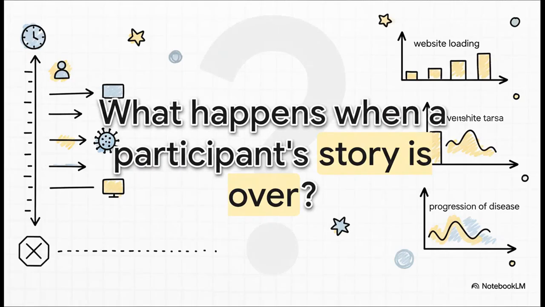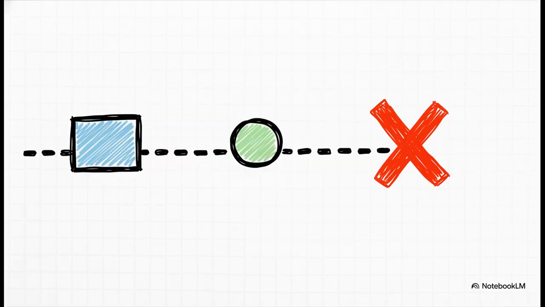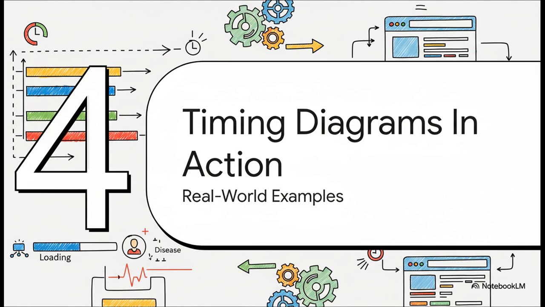So, we've got our characters, we know what they're doing, but what happens when one of them is done? When their part in the story is finished. How do you show that? It's actually beautifully simple. The end of a lifeline's journey is just marked with a big cross, an X. This is called a destruction occurrence, and it just means that's it, no more events for this participant, it's the end of the road. Okay, that's enough theory. Let's see how all these building blocks come together to tell some pretty fascinating stories out in the real world.